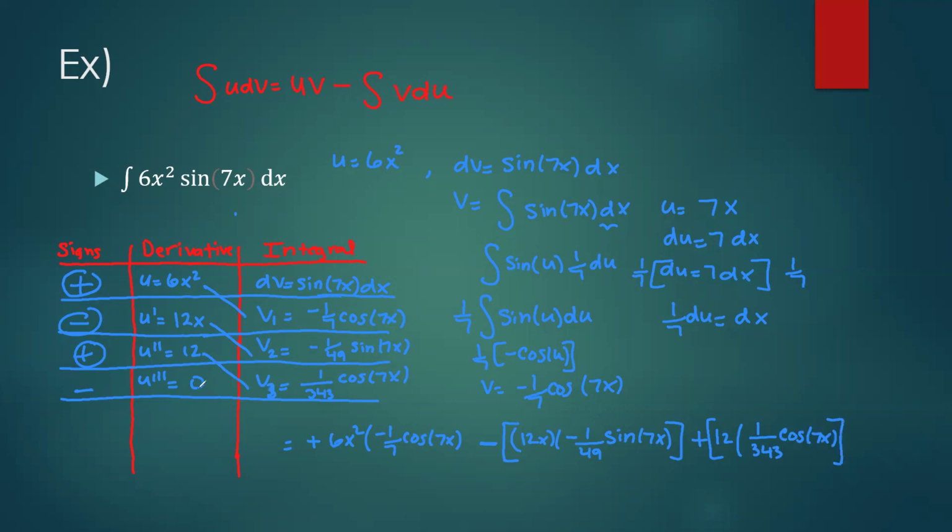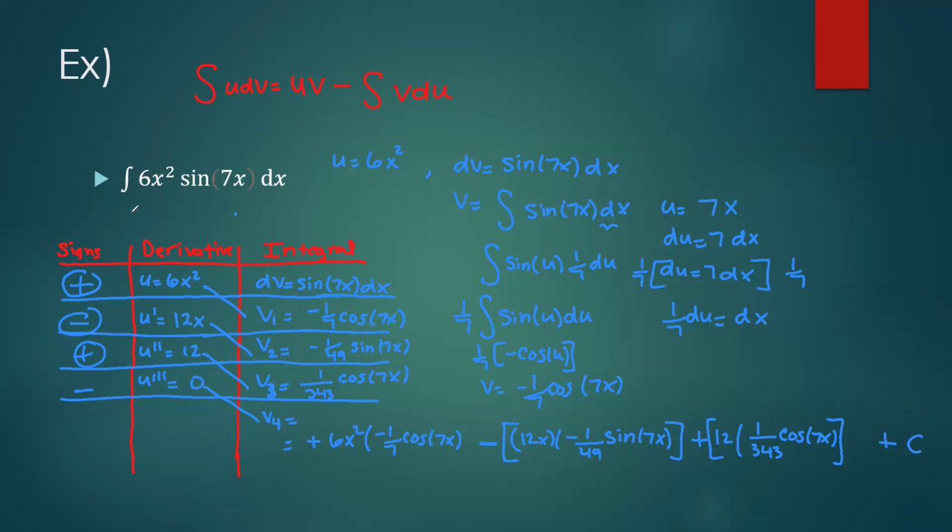And then I think you could stop here, because if you did v4, you would have to take the integration of 1 over 343 cosine 7x, right? But I'm not going to do that, because 0 times anything is always going to be 0. So you can just add the plus c.